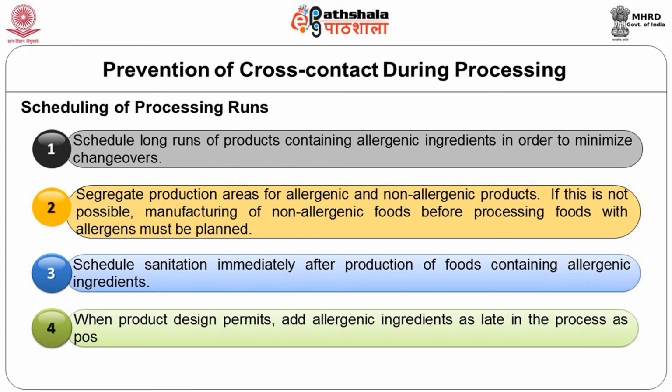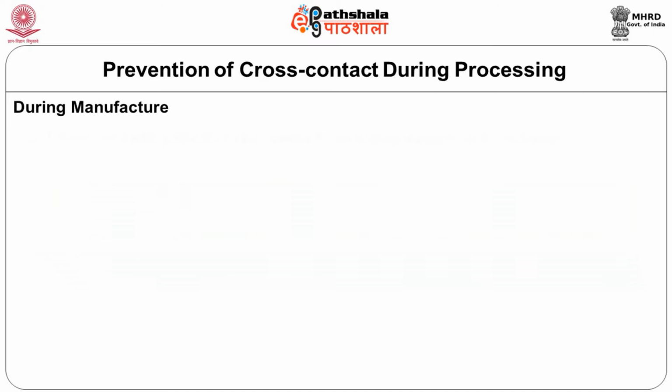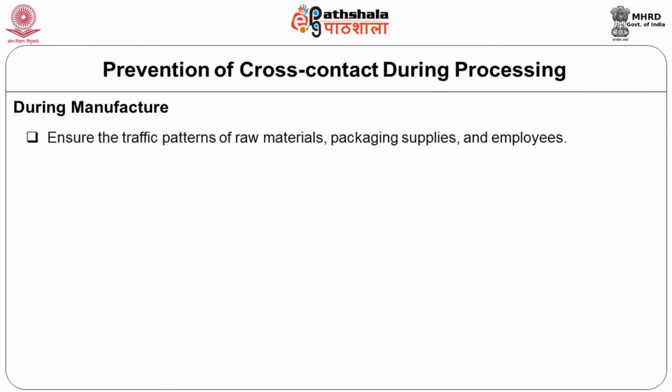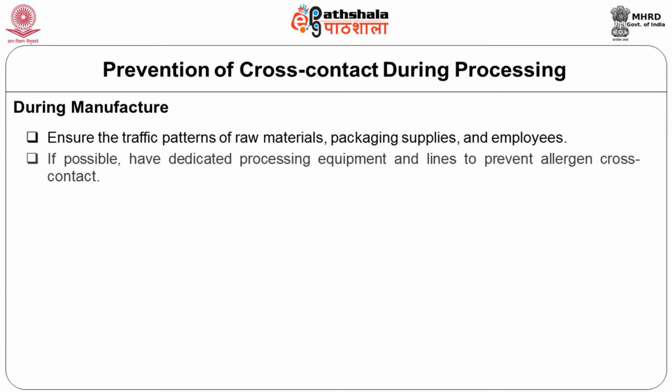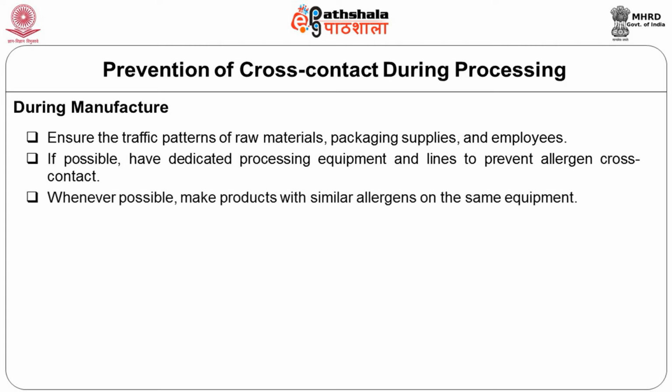When the product design permits, add the allergenic ingredients as late as possible in the process and also in an exclusive manner. During the manufacture, traffic patterns of the raw material, packaging supplies, and employees must all be arranged in such a manner that there is limited contact between these various items or people during the manufacture of allergen containing products. If possible, have dedicated processing equipment, space, and lines to prevent allergen cross contact. Whenever possible, make products with similar allergens on the same equipment.